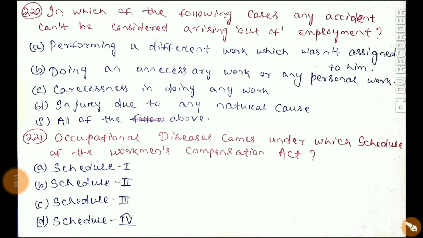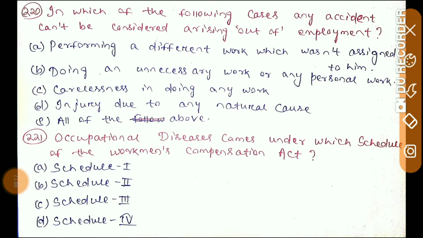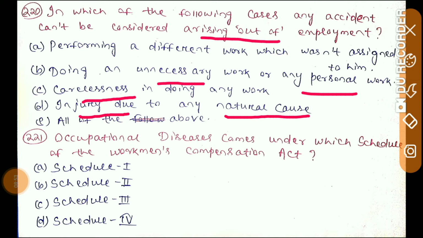Then the next question: in which of the following cases can an accident not be considered as arising out of employment? Performing a different work which wasn't assigned to him; doing an unnecessary work or any personal work; carelessness in doing any work; injury due to any natural cause such as lightning, frostbite or snake bite; all of the above. So it cannot be considered arising out of employment. Here, option E, all of the above.